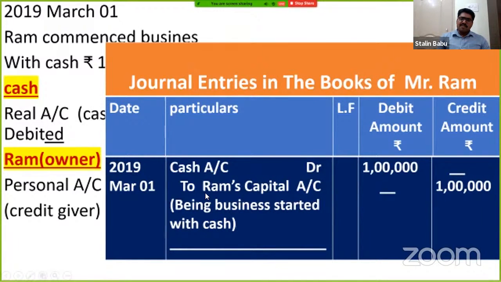And what is the credit account? Ram's capital. So write the 1 lakh in the credit amount column against credit account. In the debit column, you make a small hyphen. You should not write anything here. So in the first line, in the particulars column, we write the debit account and credit account. Finally, in the third line, we write the narration of the transaction. Generally, narration starts with being. Being business started with cash. Right? The entry is cash account debit to Ram's capital account. Is it clear? Okay. Let us move on to the next transaction.